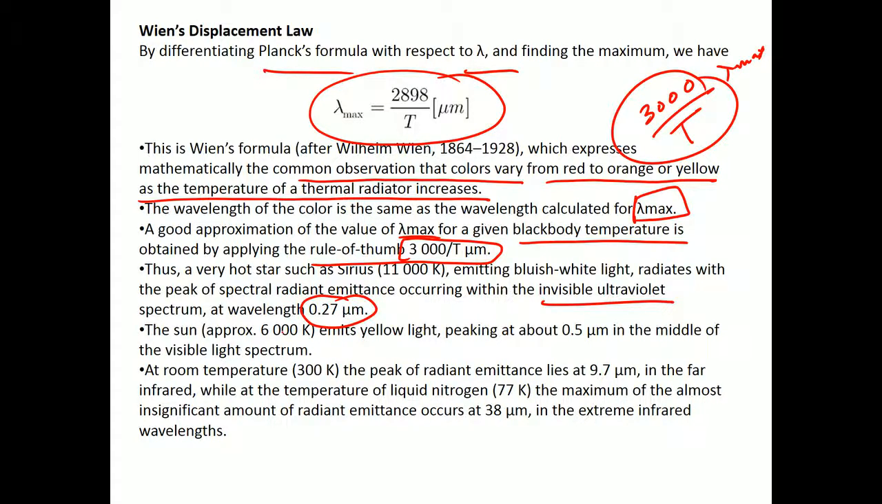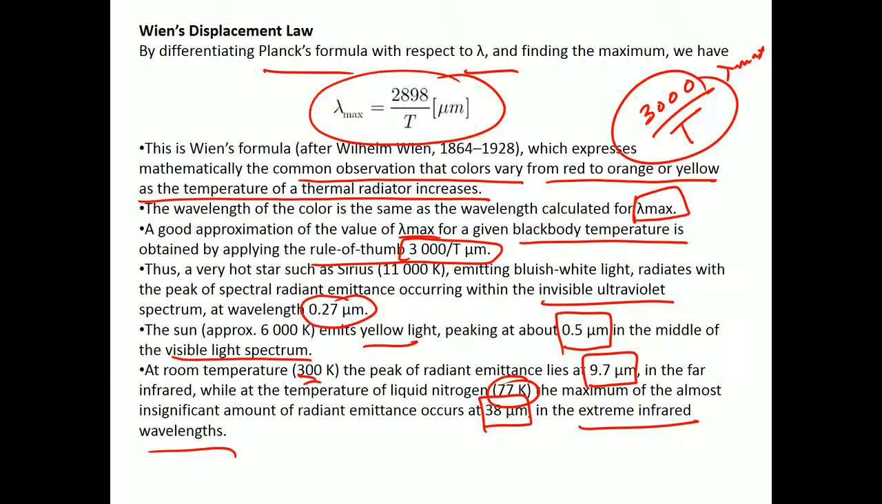The Sun, however, which is about 6,000 Kelvin, emits yellow light peaking around 0.5 micron in the middle of the visible light spectrum. At room temperature, 300 Kelvin, the peak radiant emittance is about 9.7 microns. Room temperature, where we are sitting right now, is in the far infrared, whereas for liquid nitrogen, which is at 77 Kelvin, the maximum occurs at around 38 micron in the extreme infrared wavelengths.